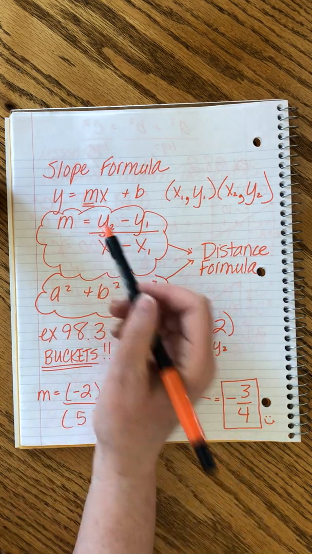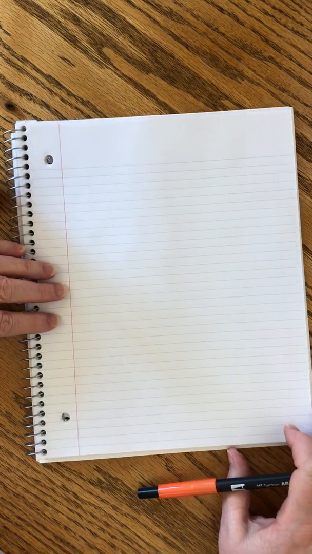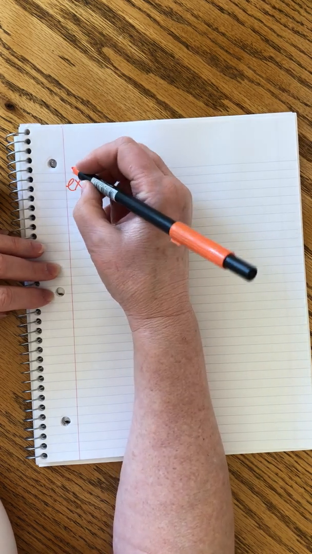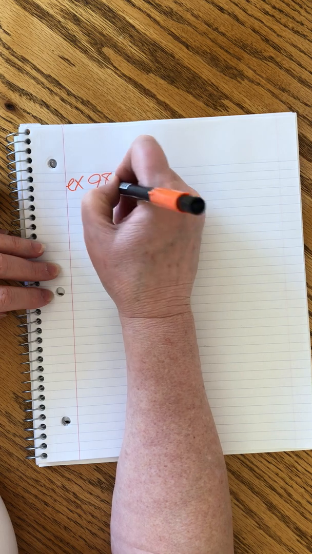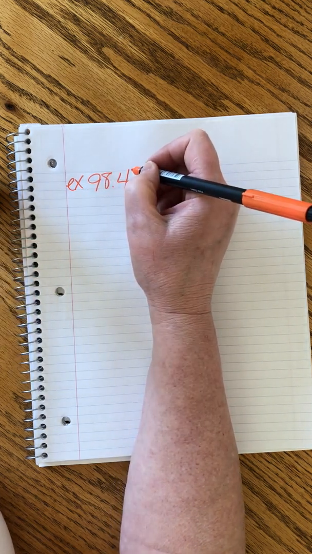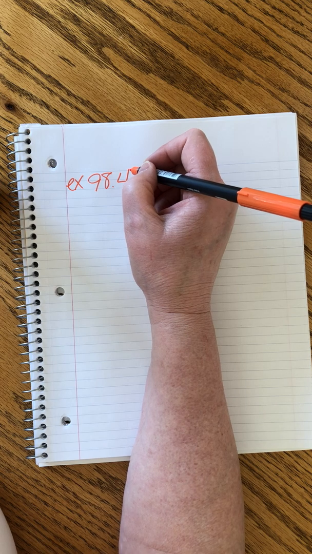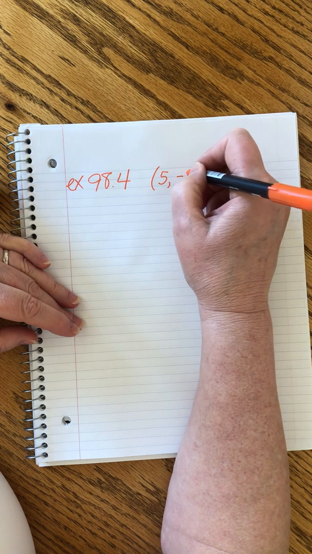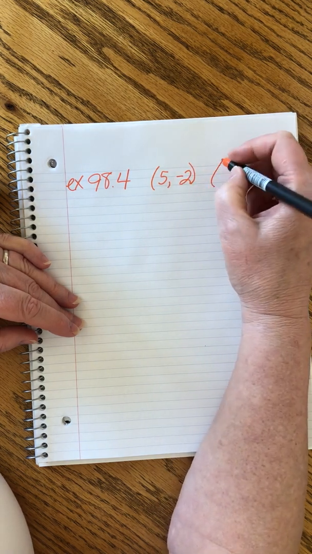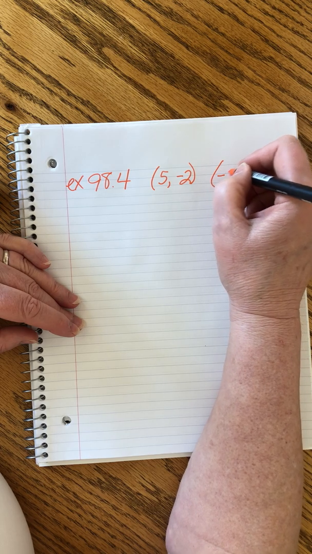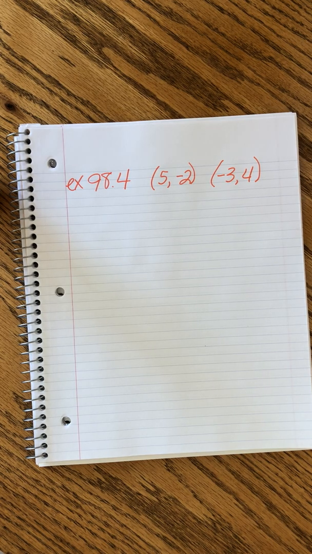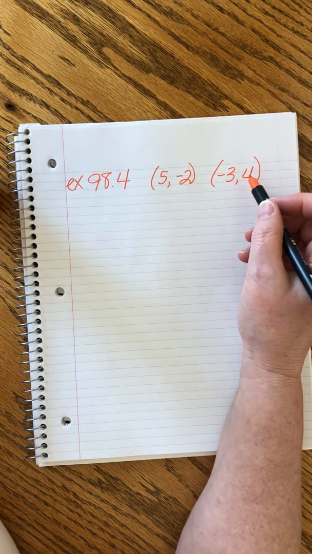We don't have to graph it, we just use this to calculate. Okay, we have one more of these, and then we're done. Example 98.4. He says, work the last example again, but this time use this point as the first one and this point as the second one. So he's asking us to prove what I told you would be true, and that is that you can use either pair as the 1s and the 2s.